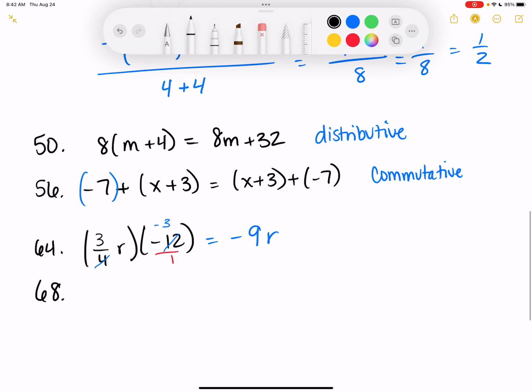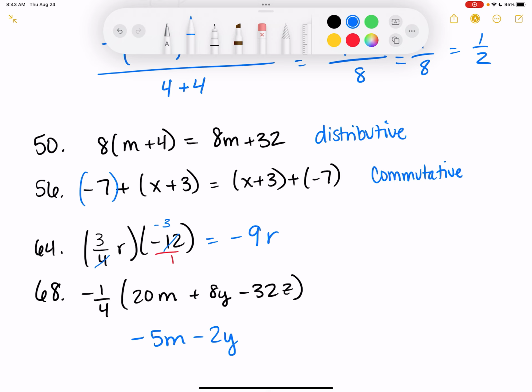68. Got -1/4 times 20m plus 8y minus 32z. So for this one, I'm basically just distributing the -1/4. So this is basically just reducing them all by, or like dividing by 4. So that's going to become -5m minus 2y plus 8z.